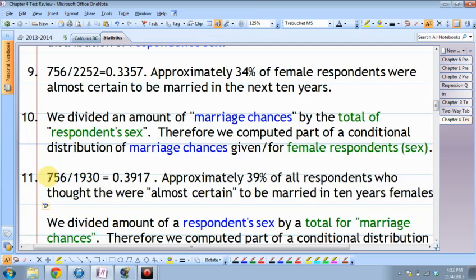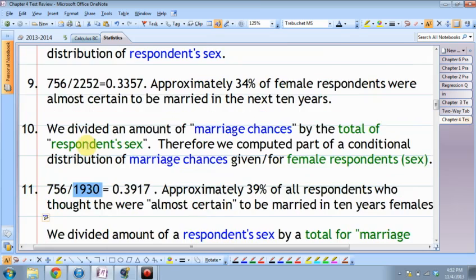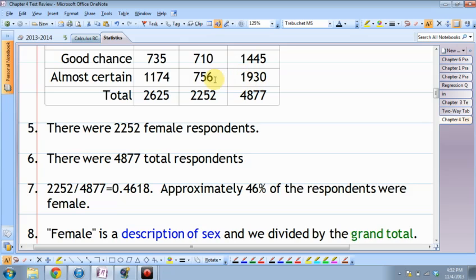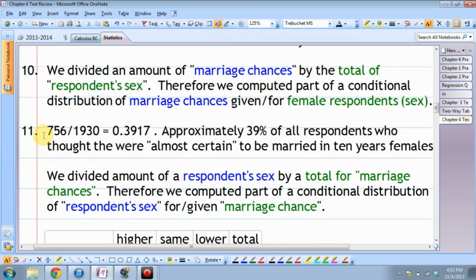Question 11. What percent of those who thought they were almost certain to be married were female? Well, 1,930 people thought they were almost certain to be married. Of those 1,930, 756 of them were female. So we have 756 divided by 1,930. That's about 39%.